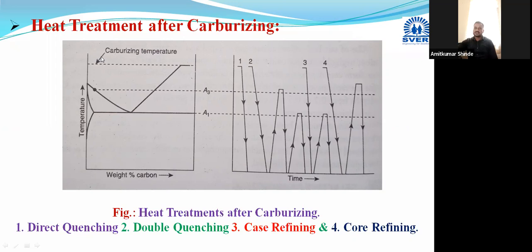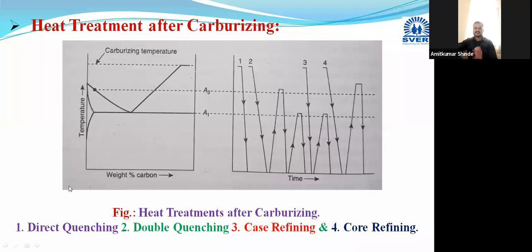If the austenite which is present at this carburizing temperature in this heating zone is fine, then depending on this austenite we will get the final structure after quenching. If this austenite is fine, then we will end up with fine martensite at the surface, which will provide you the desired hardness and wear resistance. And at the center, fine ferrite will be there, which will provide you the toughness at the core.